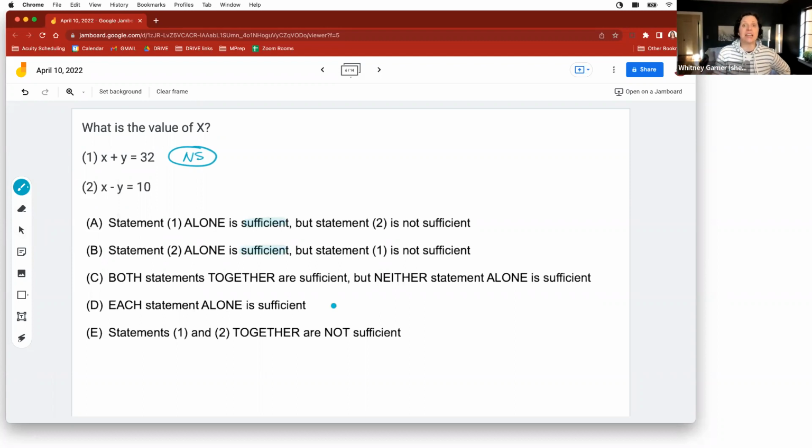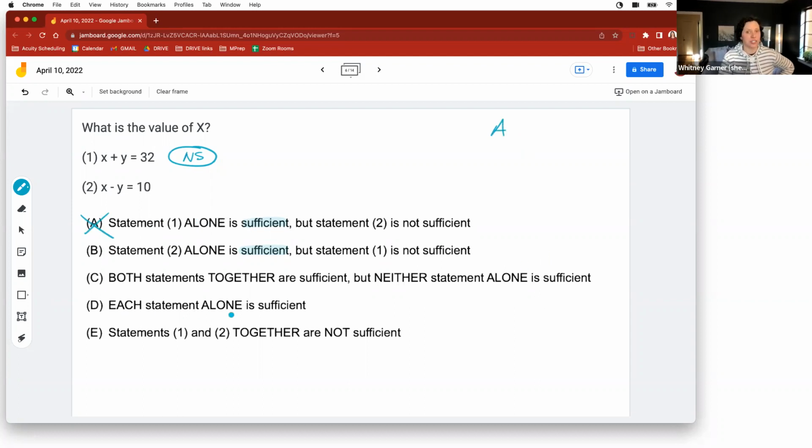Is something enough? Is it sufficient to answer the question? Turns out that in this case, statement one is not sufficient. And so because statement one is not sufficient, I'm going to eliminate any answer choices that say that. So answer choice A says statement one alone is sufficient. That is false, so I will eliminate answer choice A. Right? So just keeping note.